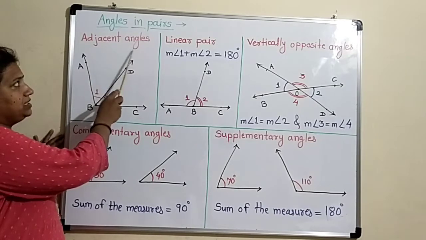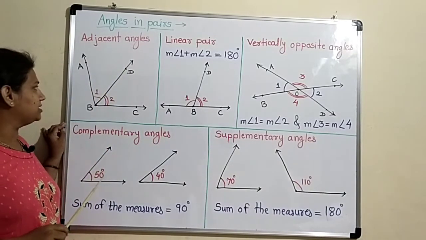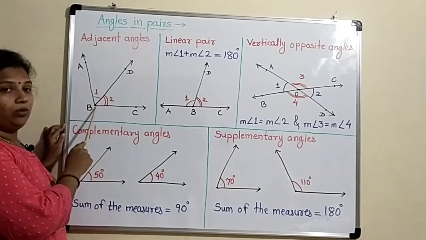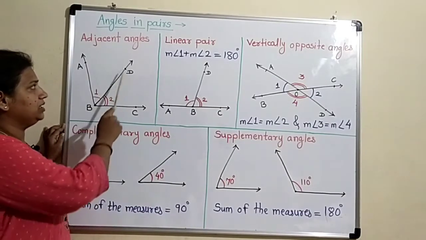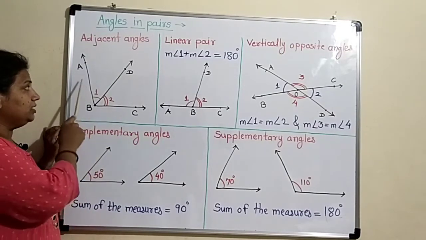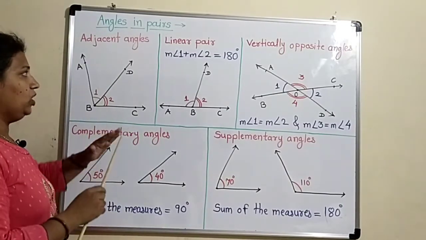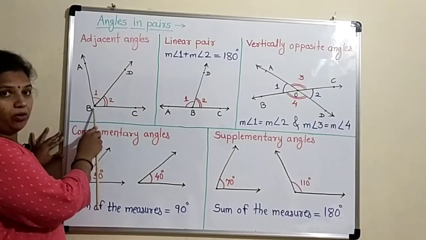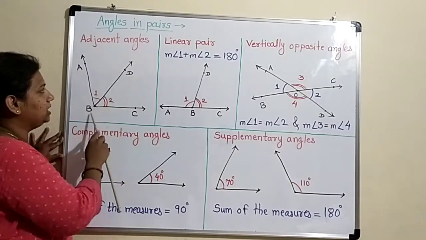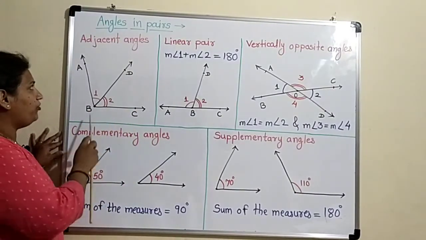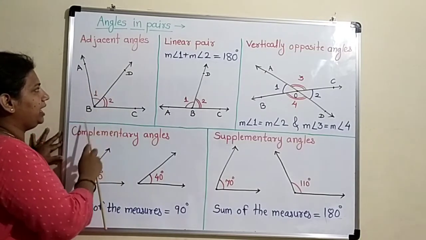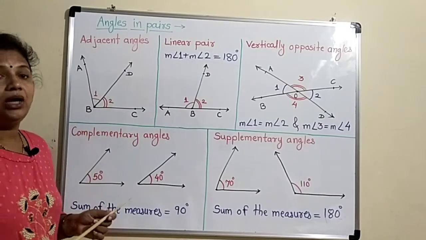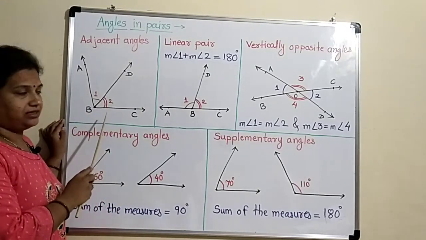Here is the first pair, that is adjacent angles. We say that two angles are adjacent if they have a common vertex and one arm is common, and the non-common arms lie on opposite sides of the common arm. That means here B is a common vertex, and BD is a common arm of angle ABD and angle CBD. So angle 1 and angle 2 are two adjacent angles.